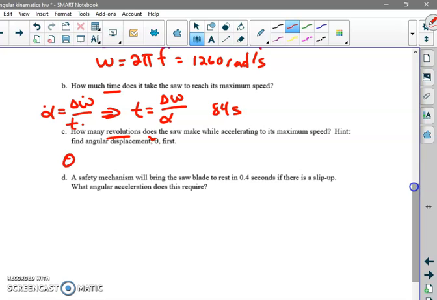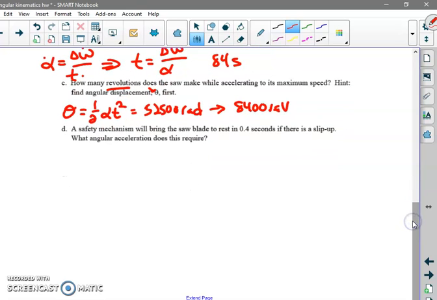I'm going to go theta equals 1/2 alpha t squared. You could also do average omega times t, that would work. If I put in the numbers, I'm going to get 5250 radians. Then translate that by dividing by 2 pi, I get 8400 revolutions. So if you got the 5250, that's fine. I want us to be able to do radians to revolutions, but it's not a big deal.